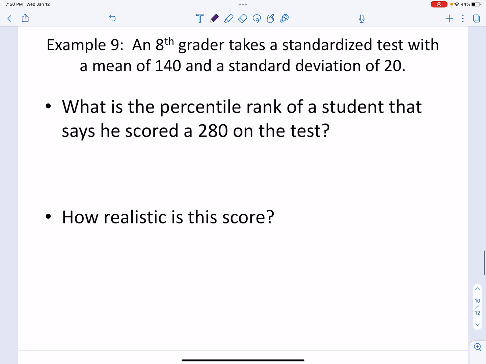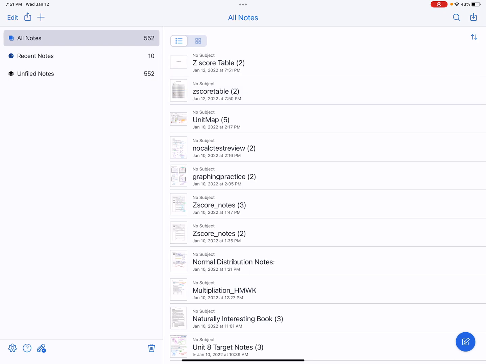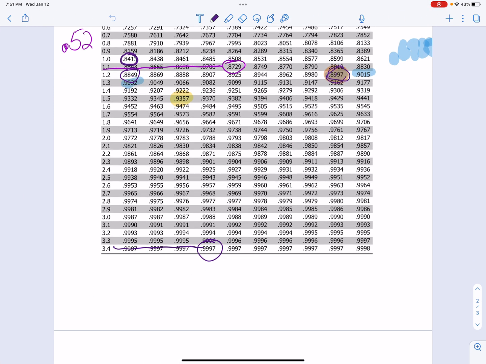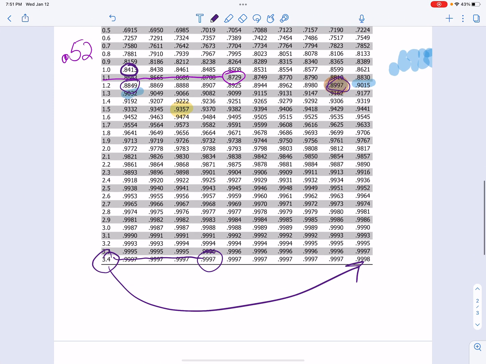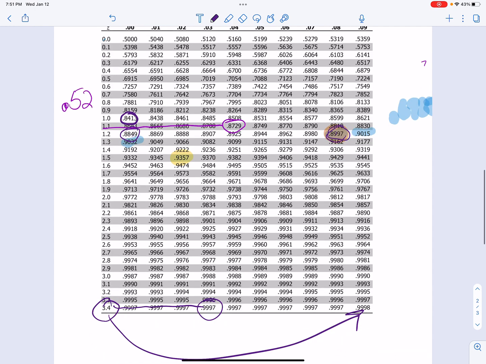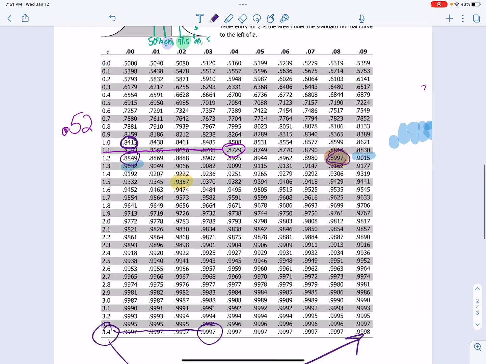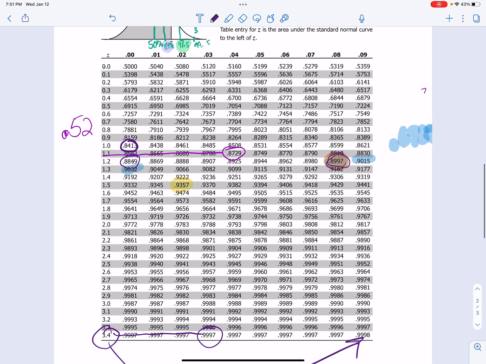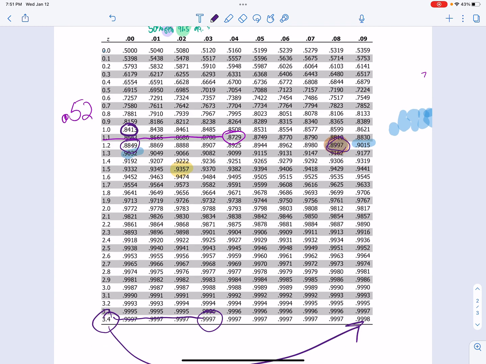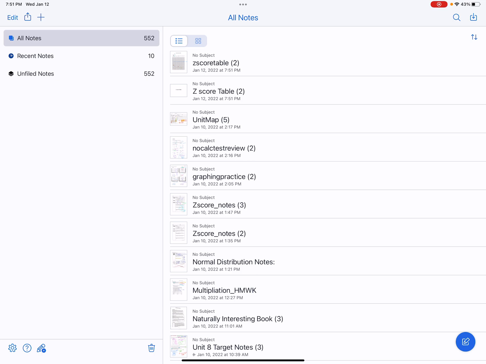Okay, on the last one, same question, mean 140. He scored a 280, standard deviation 20. So I do 280 minus 140 divided by 20, and my z-score is 7. Okay, so I'm going to go to the table, and this only goes to 3.49. It doesn't even go to 3.5. 3.49 is all it goes to, and that's 99.98.